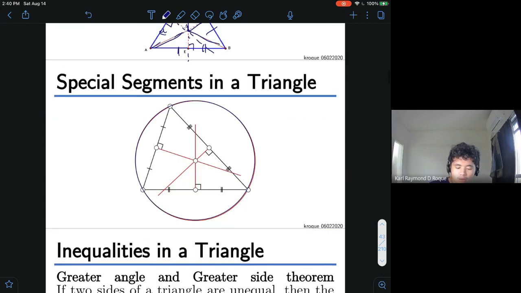Yan, so as you see, perpendicular bisectors don't have to pass through the vertex of the triangle. As long as binabisect niya, tapos perpendicular yung sa side, to intersect here, yun ang circumcenter.